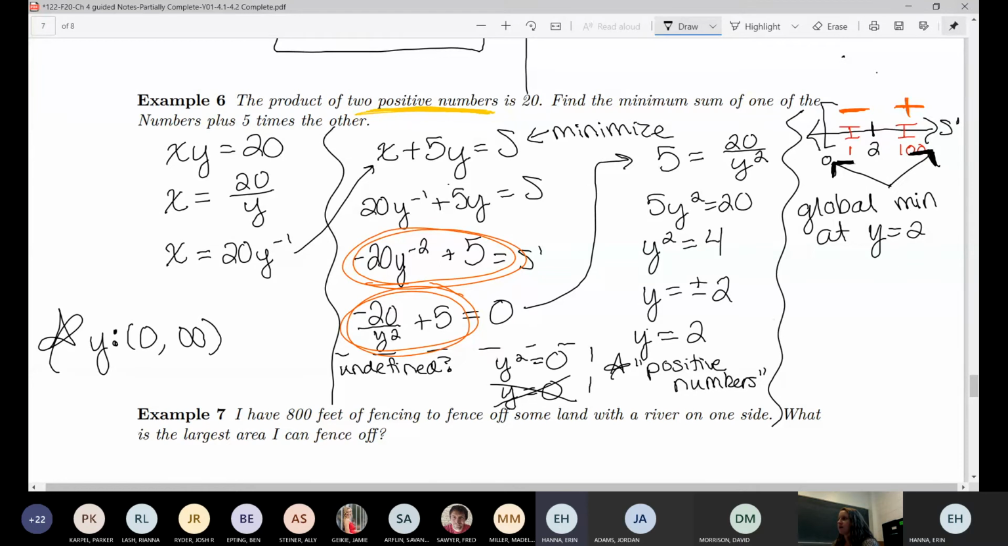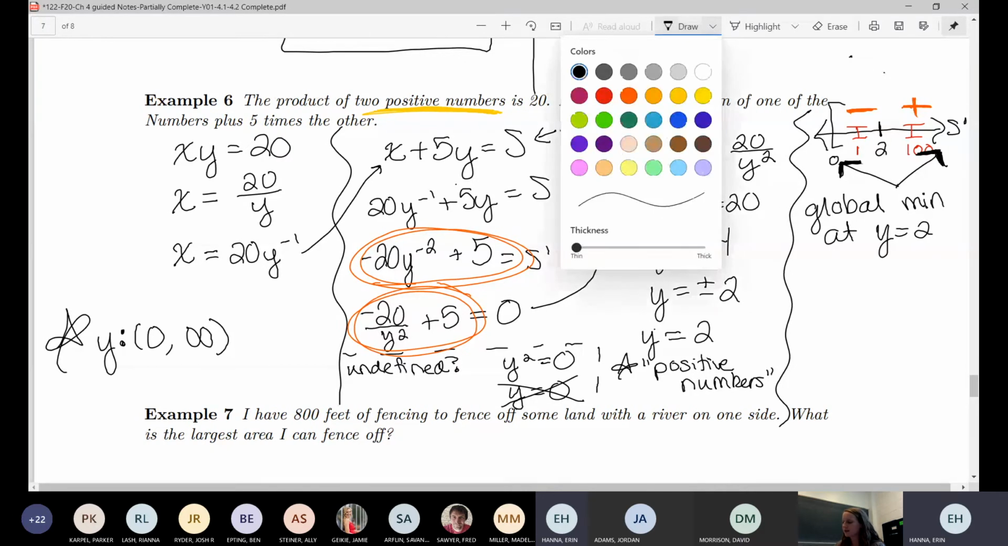Now, one last thing with ones like these is you want to go back to the very original statement of the problem and figure out what they actually asked you for. The question says, find the minimum sum of one of the numbers plus 5 times the other. So they want to know the actual sum value. So they don't want y equals 2, they want the actual sum. So the first thing I would probably need to find is what x is. Well, I don't really need it, but let's go ahead and find out what x is.